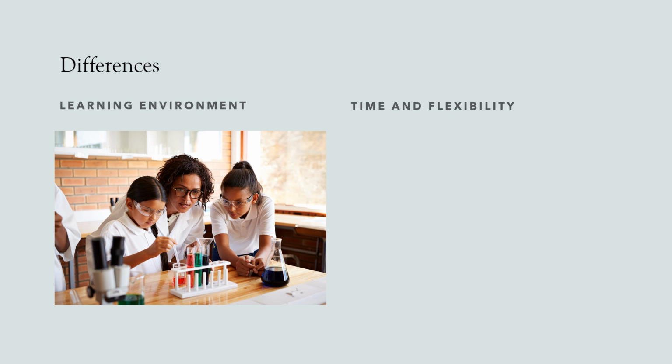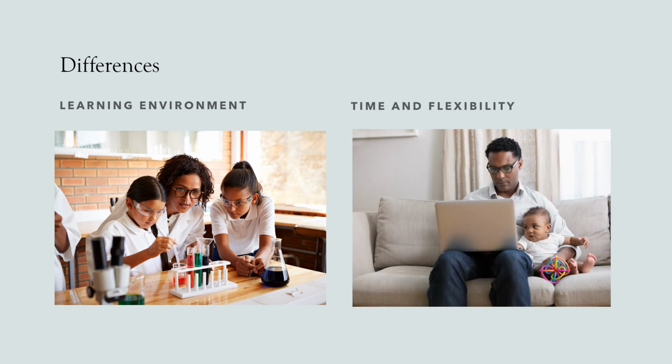And the time and flexibility is different. In traditional learning, it has fixed class times and schedules, so it makes it harder for adult learners or students with busy lives in general to find time for their classes. But online learning, however, offers flexibility, allowing students to access materials, videos, and quizzes whenever they're available, and it makes it easier to manage their time.